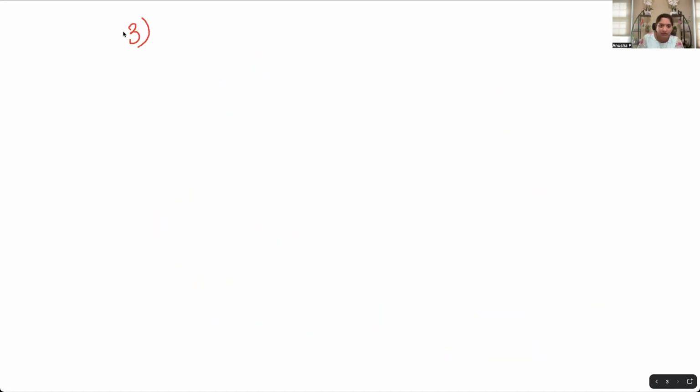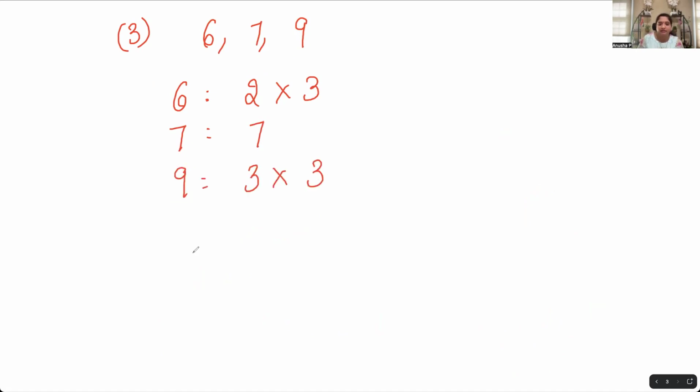now coming to the third example, 6, 7 and 9. The prime factorization for 6 is 2 times 3. The prime factorization for 7 is 7. The prime factorization for 9 is 3 and 3.